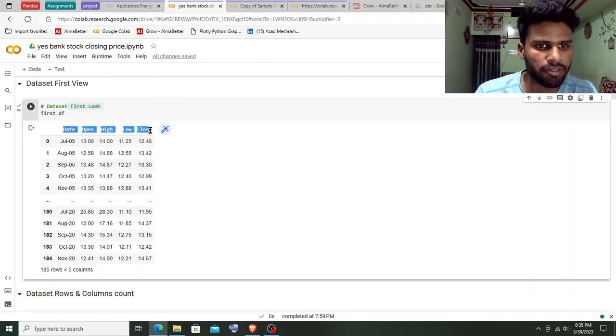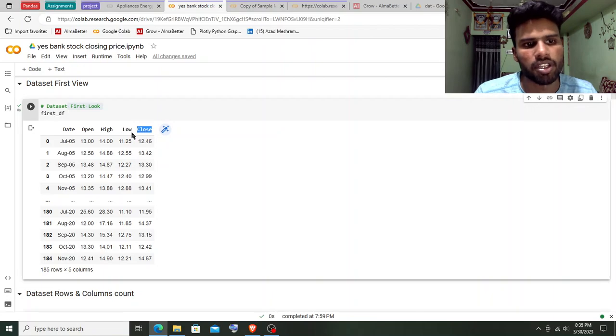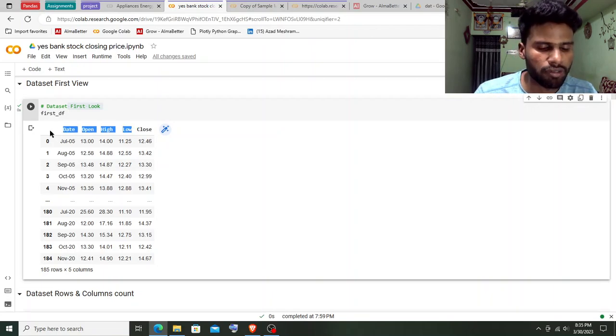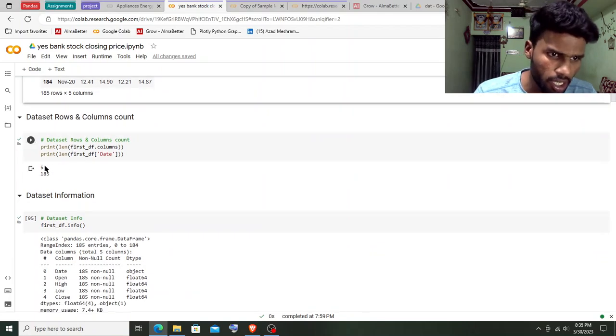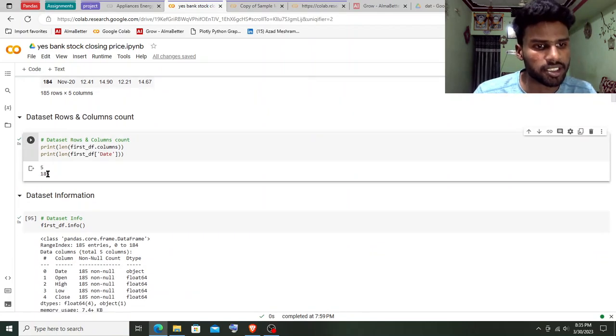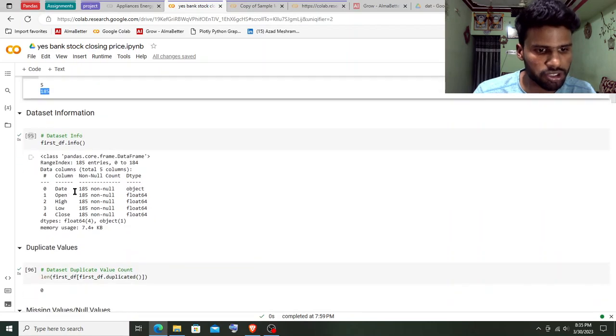It consists of 5 features: date, open, the opening price, high, the highest price of the stock, low, the lowest price, and close, the closing price. The closing price is our dependent variable, and the rest of the features are our independent variables. It consists of 5 columns and 185 rows.